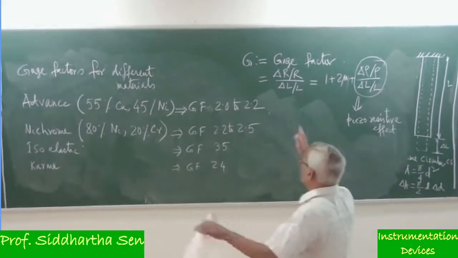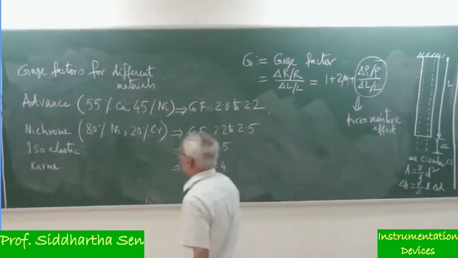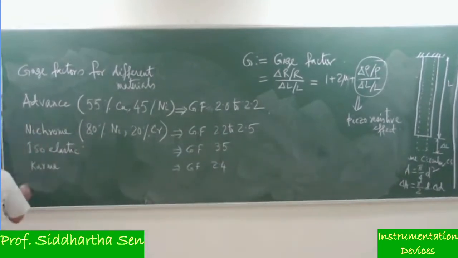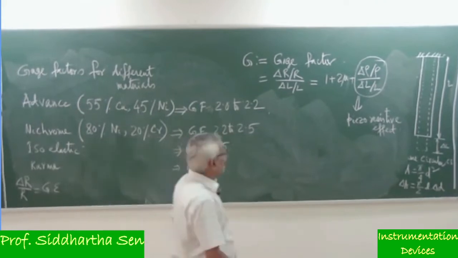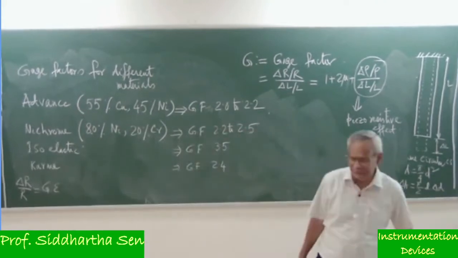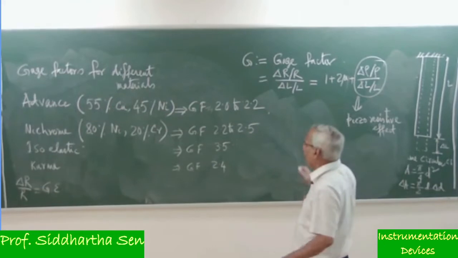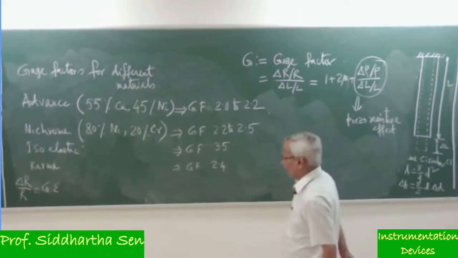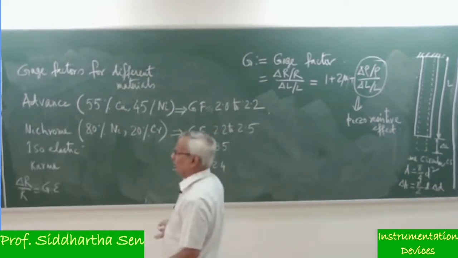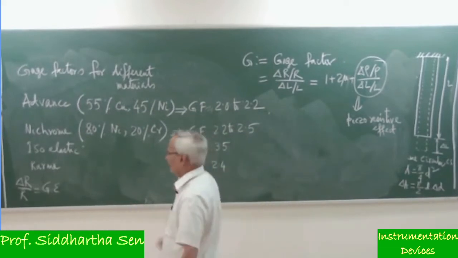So, obviously, there are two things supposed to be remembered. We will come to those things afterwards: delta R by R is equal to G into epsilon. So, what could be the changes? Most of the metallic strain gauges have a gauge factor varying between 2 to 3. In many cases, we can assume that it is 2.